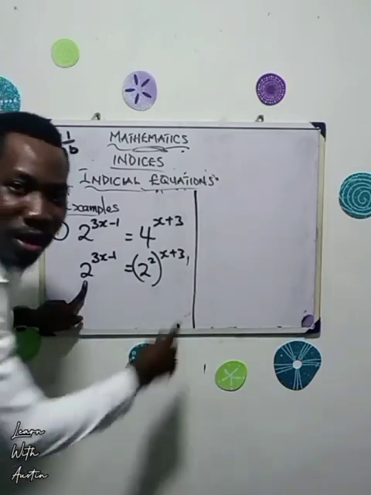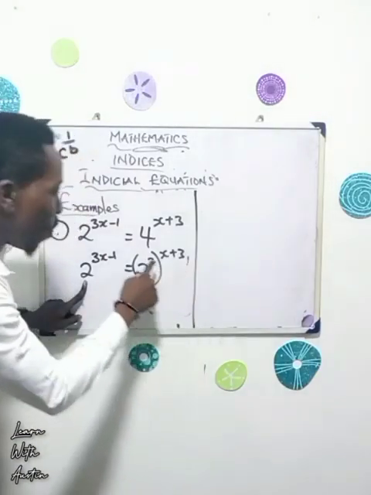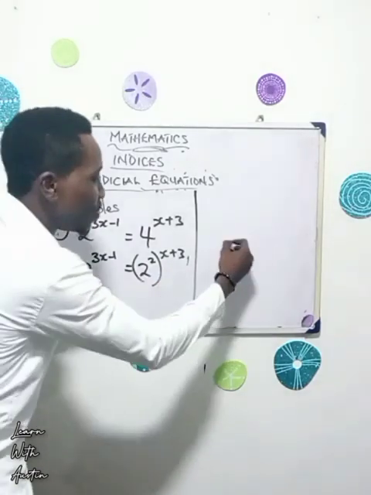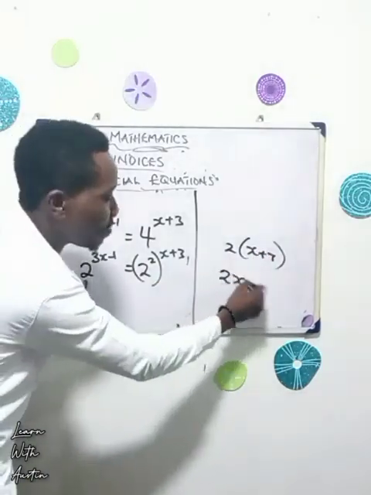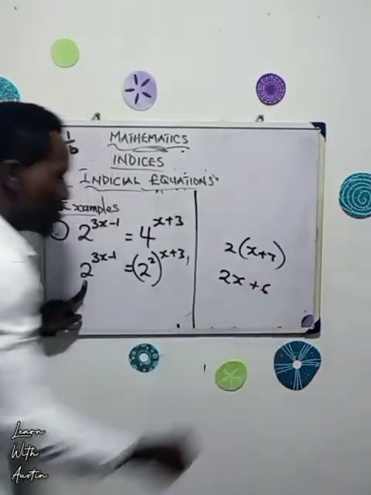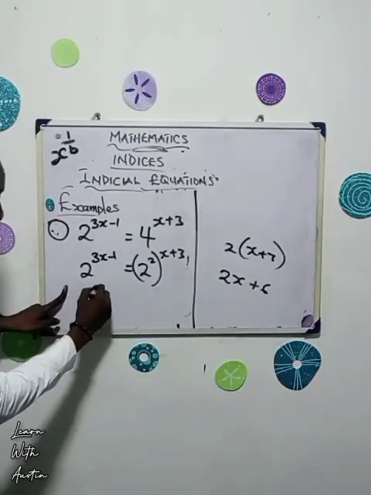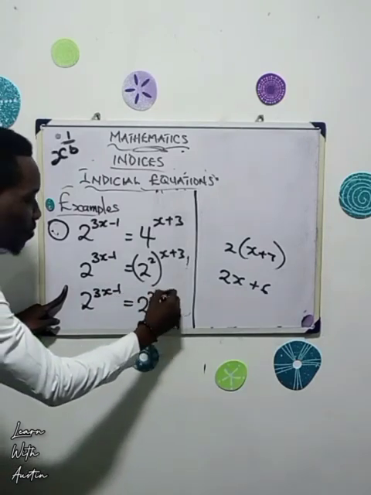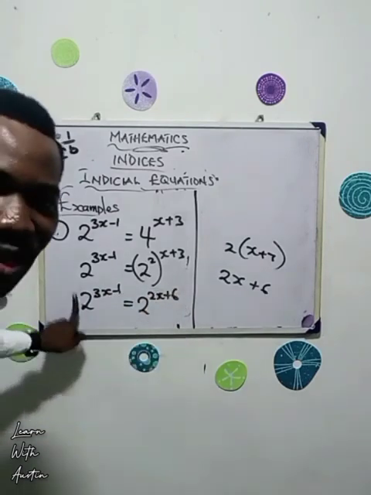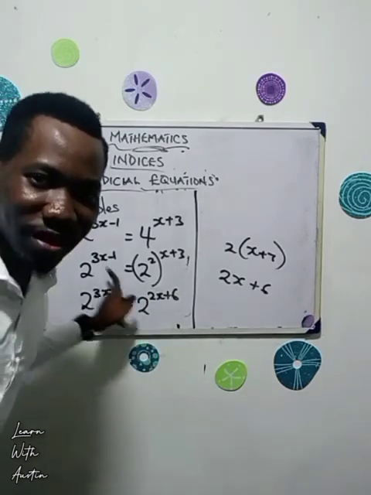Okay? So now we're going to multiply these powers here. We multiply 2 by x plus 3. So you have 2 times x plus 3, and 2 multiplies this, you have 2x. 2 multiplies plus 3, you have plus 6. So you are going to have 2 raised to the power of 3x minus 1 equals 2 raised to the power of 2x plus 6. Alright? So what's the next thing? We are going to eliminate the base. Drop the bases and then equate the power.